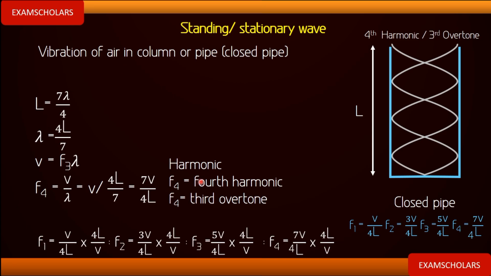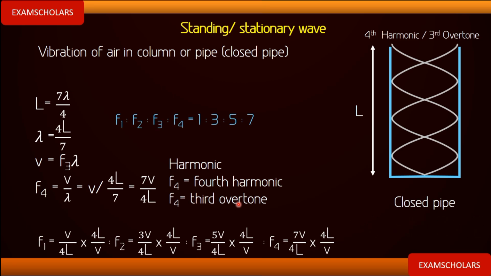So when you do that, let's quickly solve it. 4L can cancel 4L here. V can cancel V here. Everything here turns to 1. 4L will cancel 4L here. V will cancel V here. Everything here turns to 3. 4L will cancel 4L here. V will cancel V here. Everything here turns to 5. 4L will cancel 4L here. V will cancel V here. Everything here turns to 7. What will be the ratio of F1, F2, F3, F4? So we are going to have 1 ratio 3 ratio 5 ratio 7.